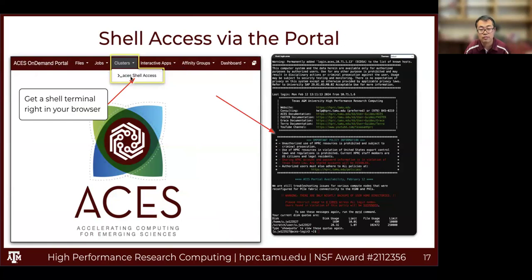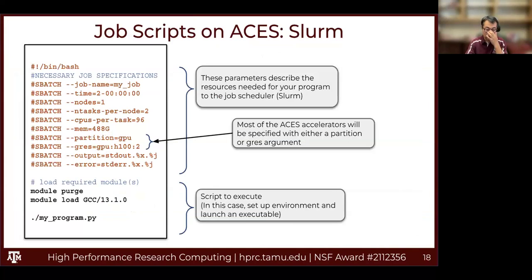And then if you click on ACES shell access, you will open up the terminal in your web browser to run some commands, right? So this will be very like your Mac terminal or the SSH in your Windows system, or the terminal in your Mac OS. On our computing cluster, we use Slurm to manage the resources.